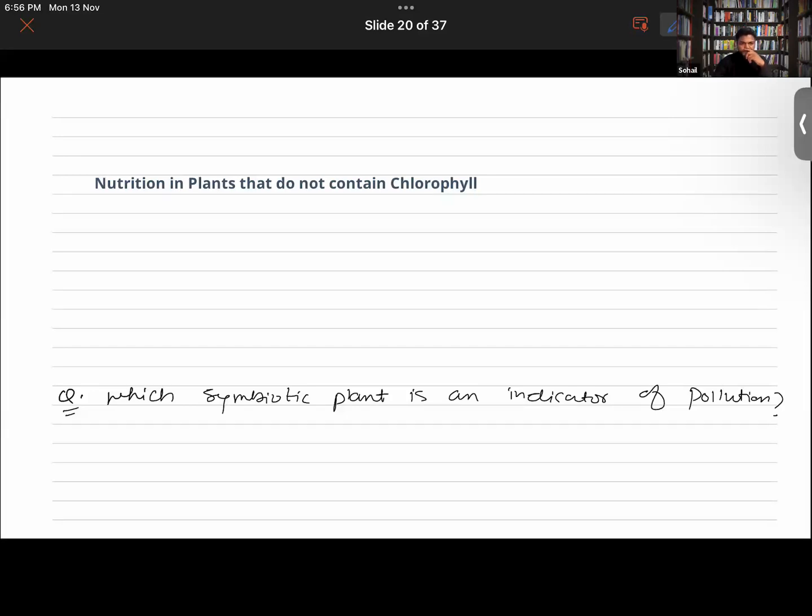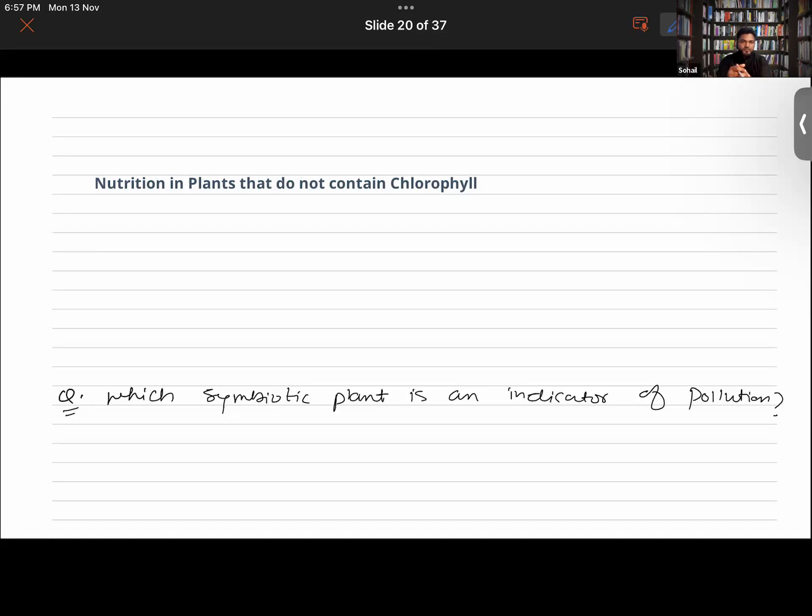Okay, now a simple question before we start discussing heterotrophic plants. In absence of which of the following will photosynthesis not occur in the leaves? First, guard cell. Second, chlorophyll. Third, vacuole. Fourth, space between the cells.